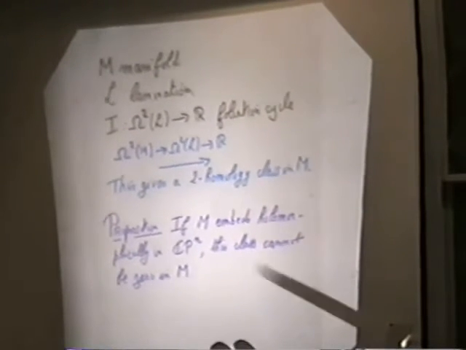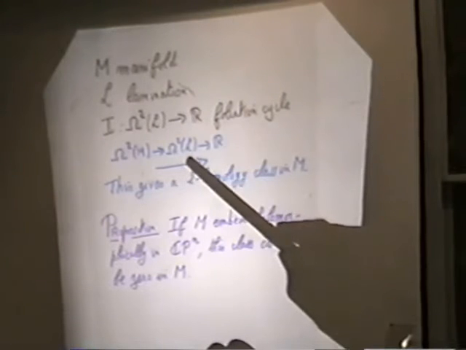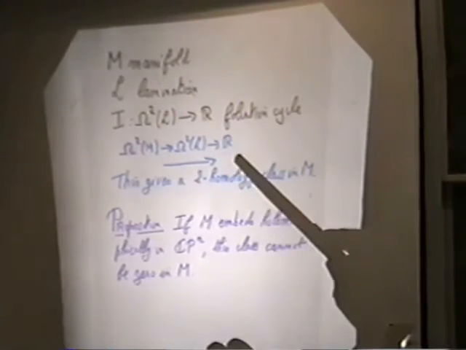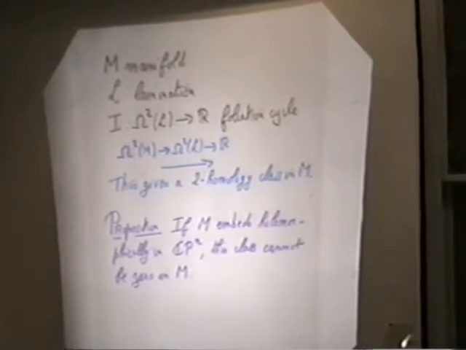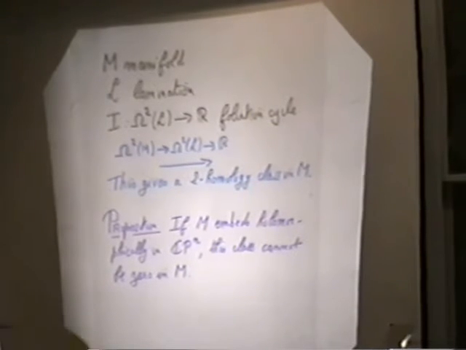Now, if you take the two-forms on the manifold, you can of course restrict them to the lamination. This gives you a map from two-forms on the manifold to two-forms on the lamination, and therefore a linear operator acting on Omega squared of M to R, vanishing on exact forms, sorry. So the composition of these two maps will give you a homology class on the manifold, associated to the foliation cycle. So given a manifold with a foliation, this construction gives you a homology class associated to each foliation cycle.